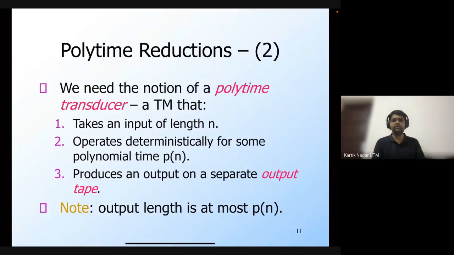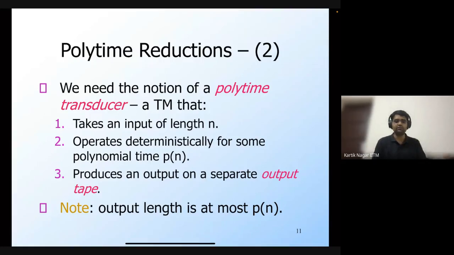So we need this concept of a polynomial time transducer. We saw the concept of a transducer in the last class. A transducer is a Turing machine that doesn't work just as an acceptance and rejection machine. It also converts a string to another string. This polytime transducer will also run in polynomial time.